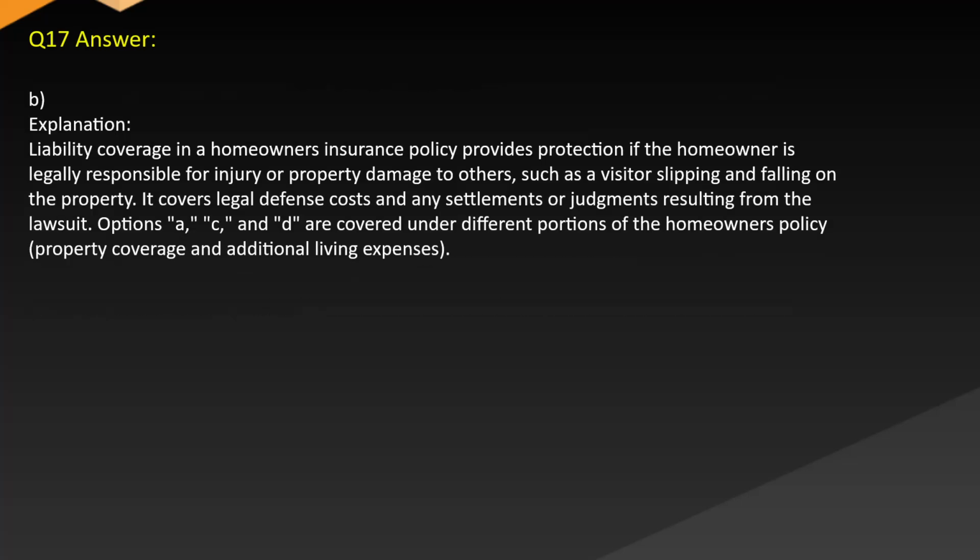Answer B. Explanation. Liability coverage in a homeowner's insurance policy provides protection if the homeowner is legally responsible for injury or property damage to others, such as a visitor slipping and falling on the property. It covers legal defense costs and any settlements or judgments resulting from the lawsuit. Options A, C, and D are covered under different portions of the homeowner's policy, property coverage, and additional living expenses.